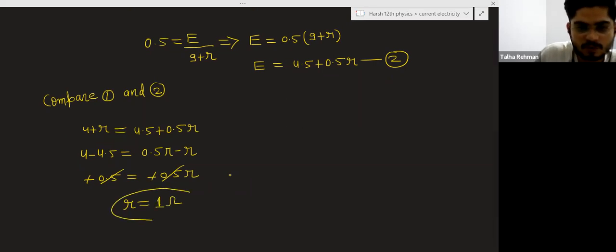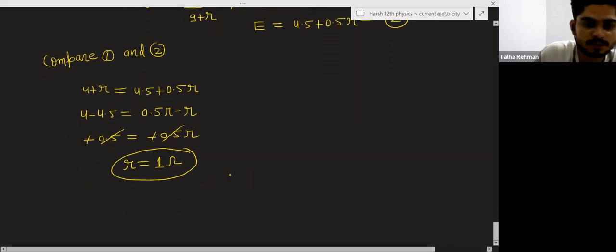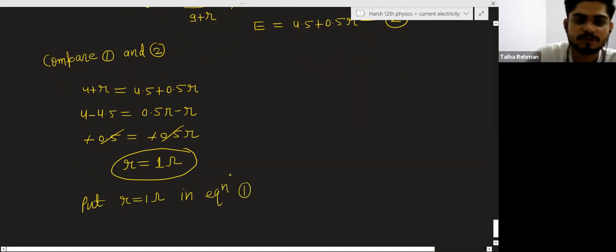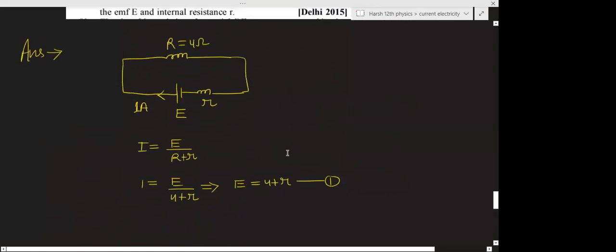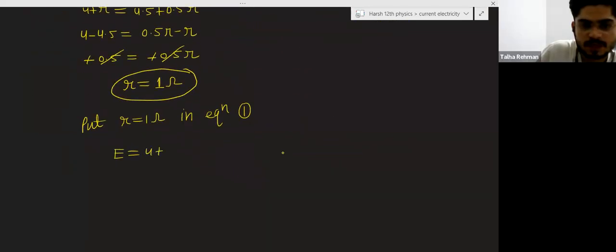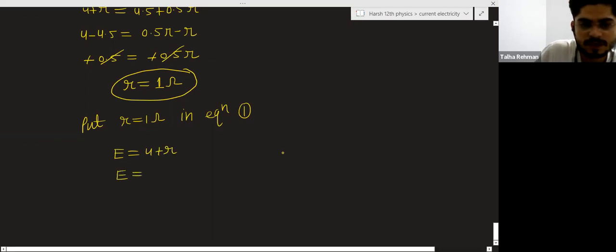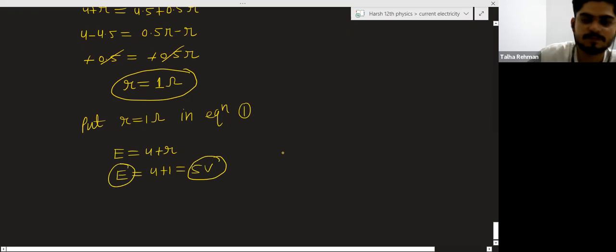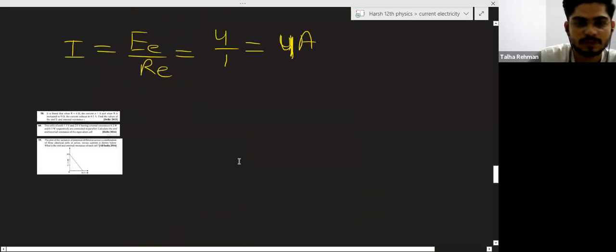So internal resistance we have got 1 ohm. Now you can put this r in any of the equations. I am putting this in equation 1. What is equation 1? E is equal to 4 plus r. So E I will get 4 plus 1 equal to 5 volts. So this is the answer for E. So this is the first question.